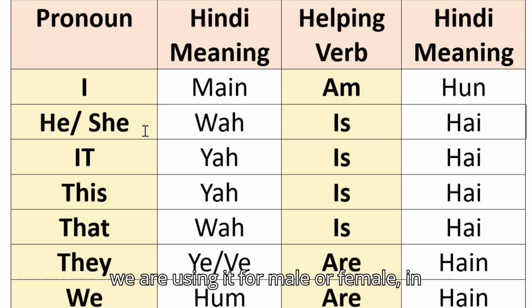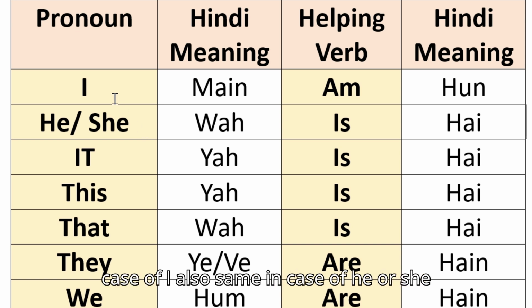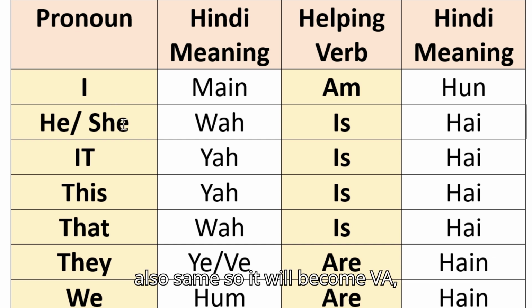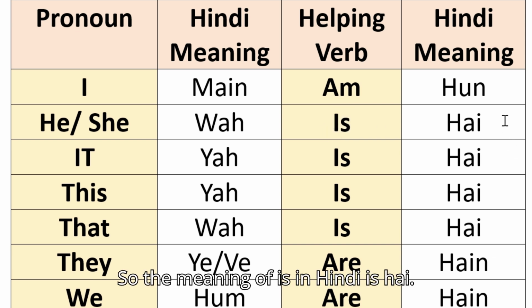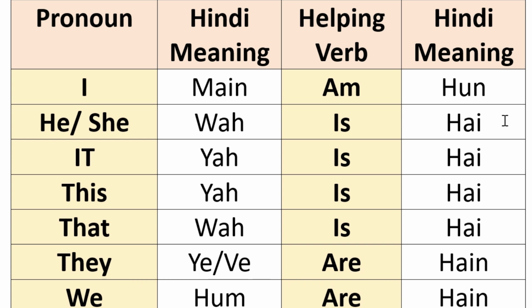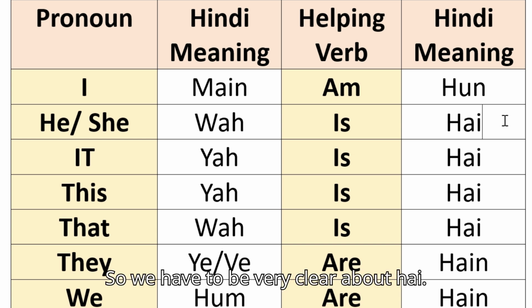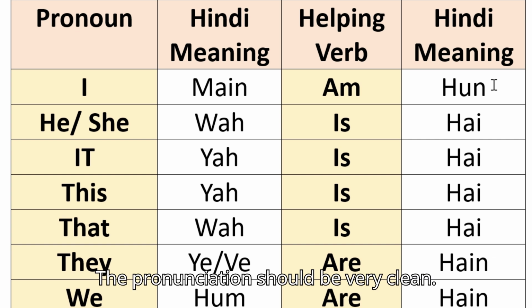Whether we are using it for male or female, in case of I also same, in case of he or she also same. So it will become वह. And as we know that with he and she we use is as a helping verb. So the meaning of is in Hindi is है. So we have to be very clear about है, हूँ. The pronunciation should be very clean.